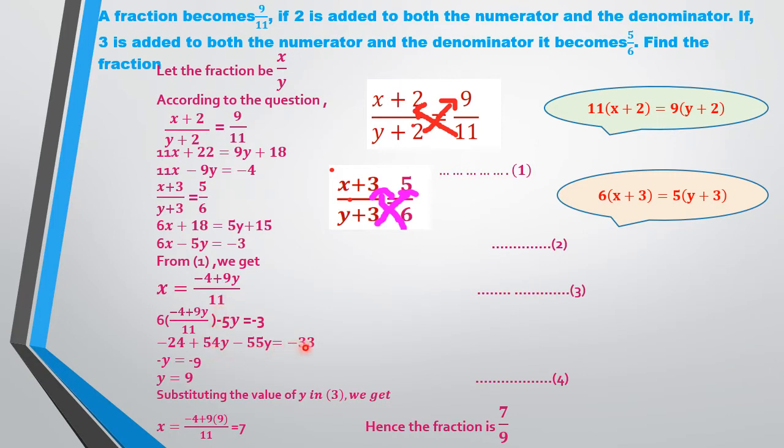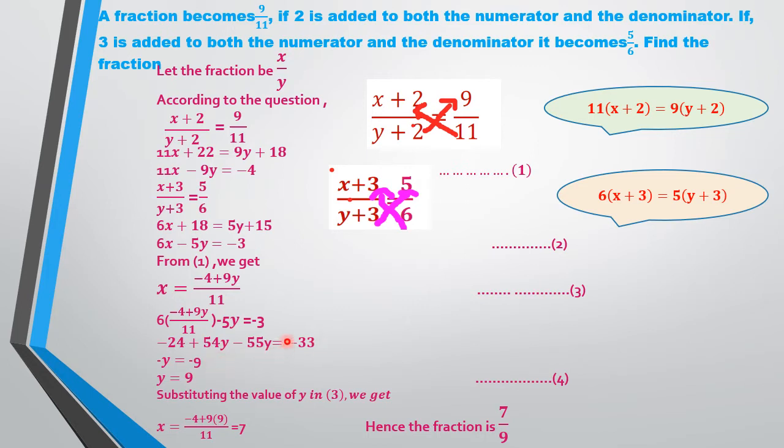Now the only part remaining is the calculation part. 6 into minus 4 is equal to minus 24 and 6 nines are 54. And then upon 11, we are taking LCM, we multiply 11 with 5, then we get minus 55y. Here we have cross multiplied 11 with minus 5. So we got minus 55. And in the denominator we had 11, but we again cross multiplied this 11 with 3. So we got minus 33.